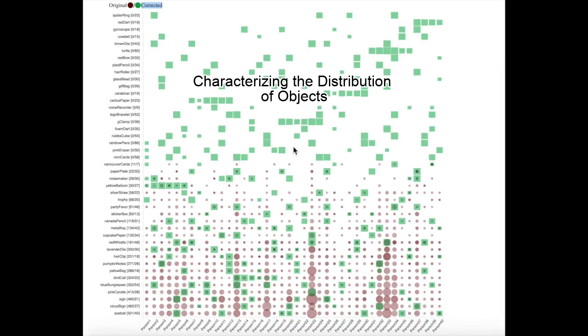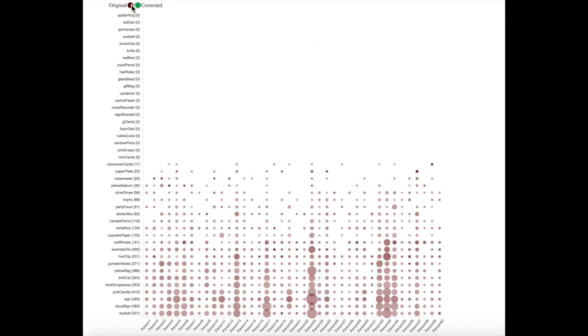This matrix visualization shows the distribution of objects amongst people. The people are represented on the x-axis, the objects are represented on the y-axis. The green points represent the corrected data and the brown points represent the original data. The size of the points is represented by the occurrences in images. We can filter the graph based on what dataset we want to visualize.